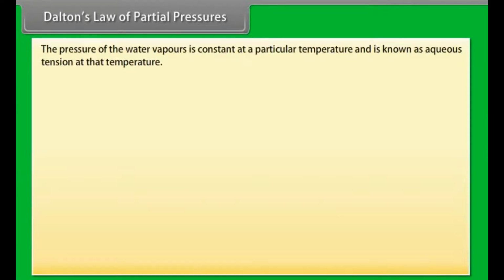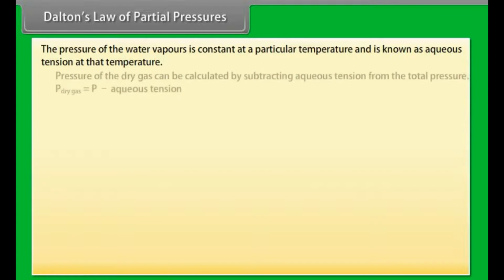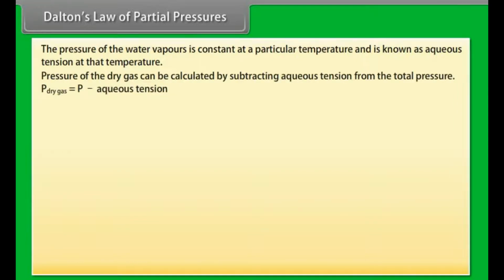The pressure of the water vapors is a constant at a particular temperature and is known as aqueous tension at that temperature. The pressure of a dry gas can be calculated by subtracting aqueous tension from the total pressure. P dry gas is equal to P minus aqueous tension.